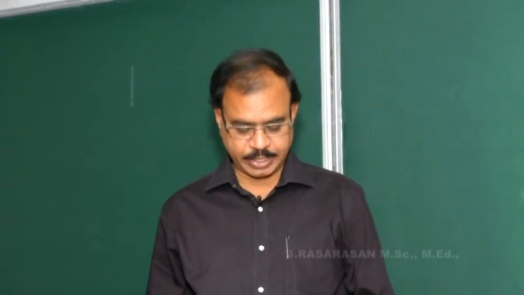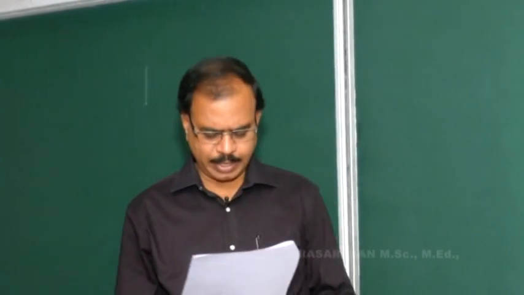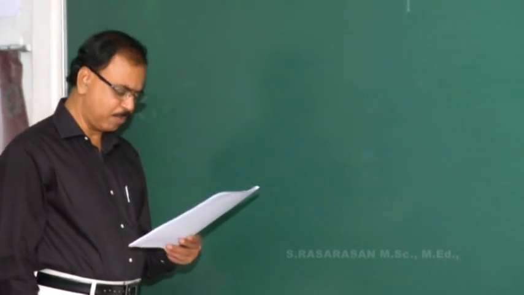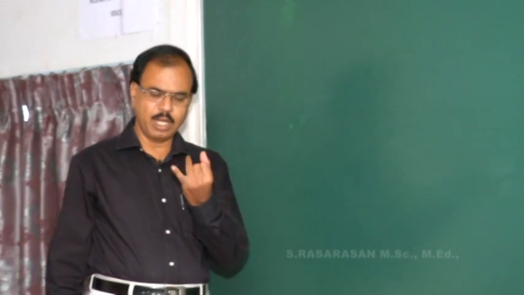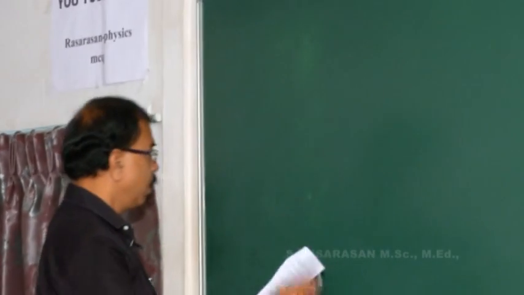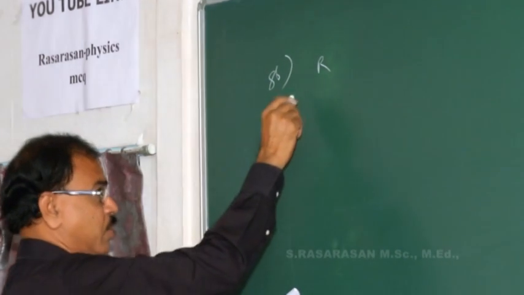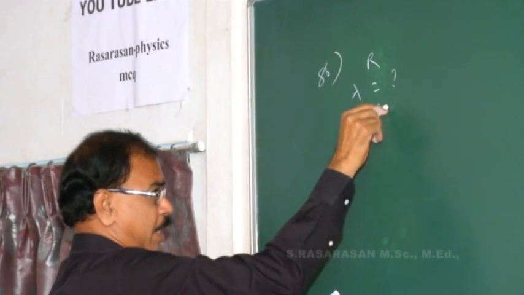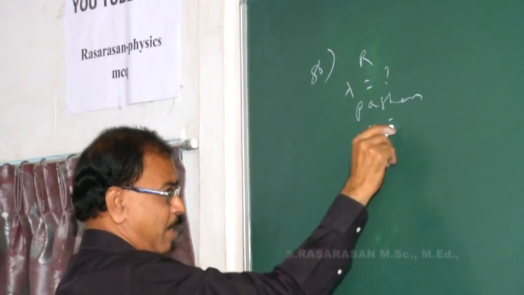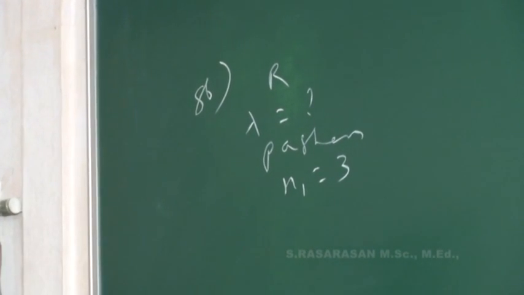Next, question 86. If R is the Rydberg constant, what is the shortest wavelength of the Paschen series? For the Paschen series, the lower orbit number is 3. Lyman, Balmer, Paschen. An important point: shortest wavelength.